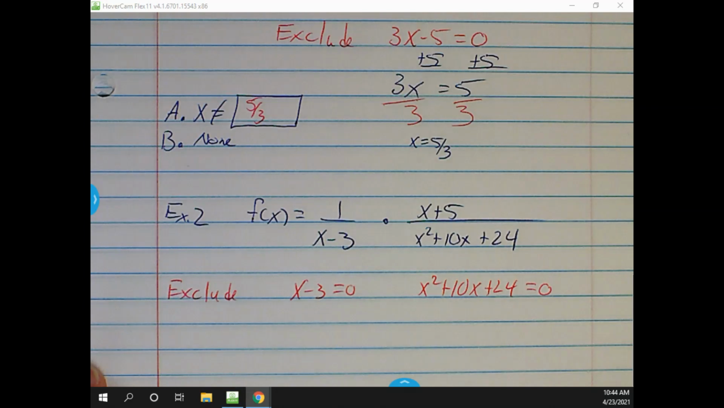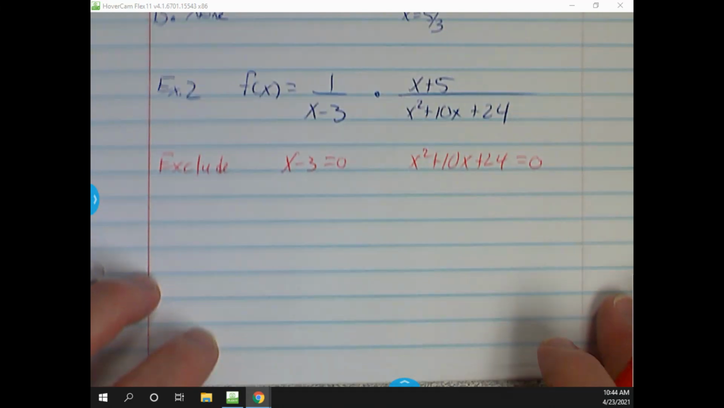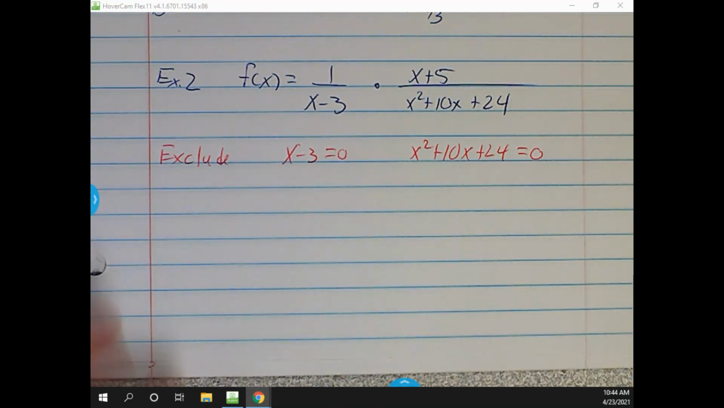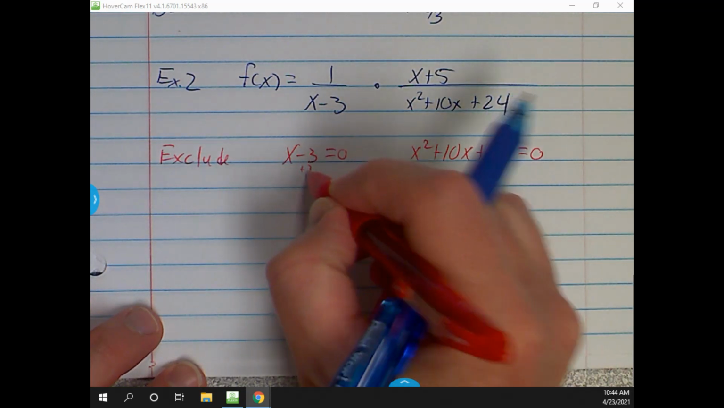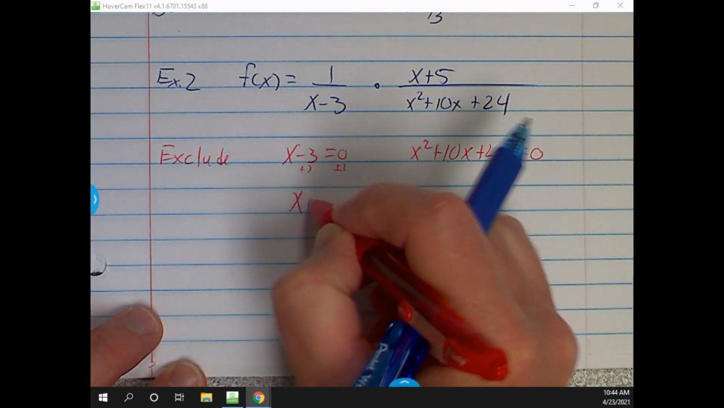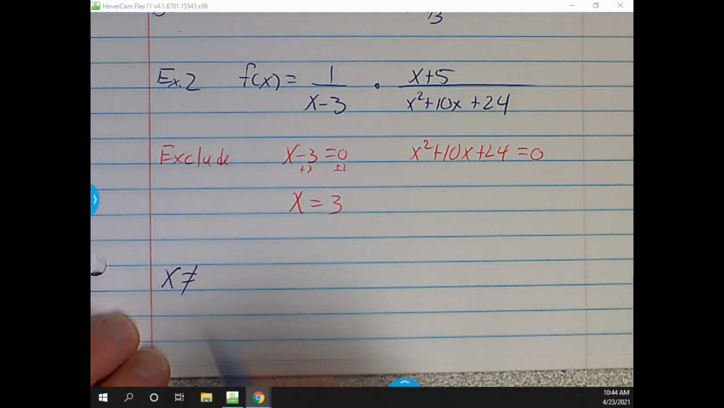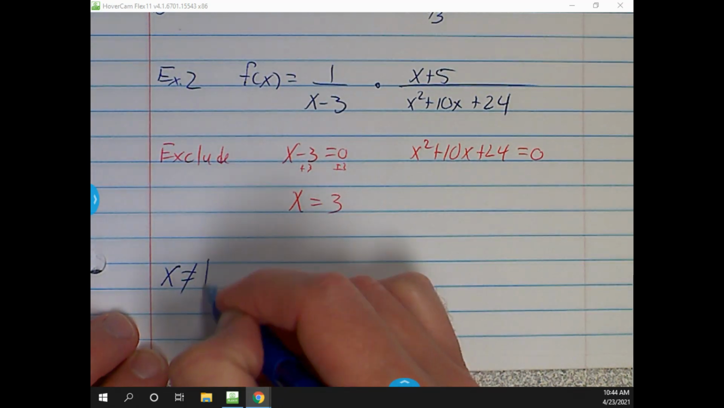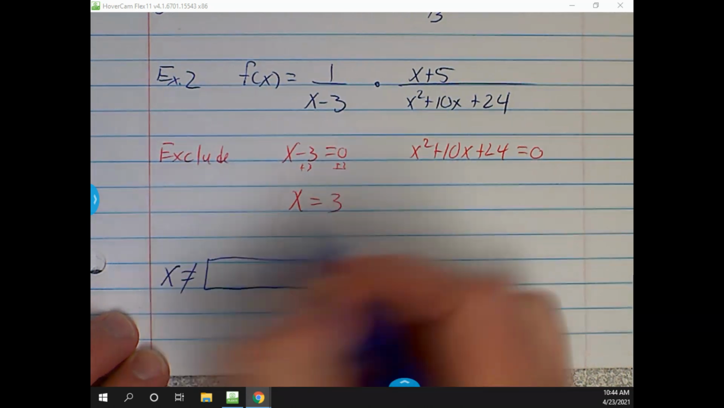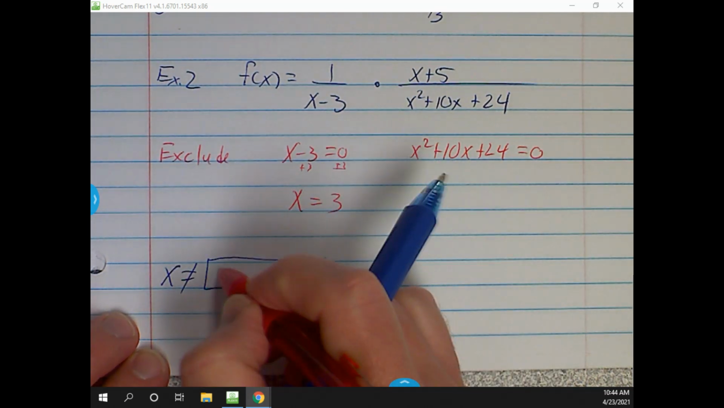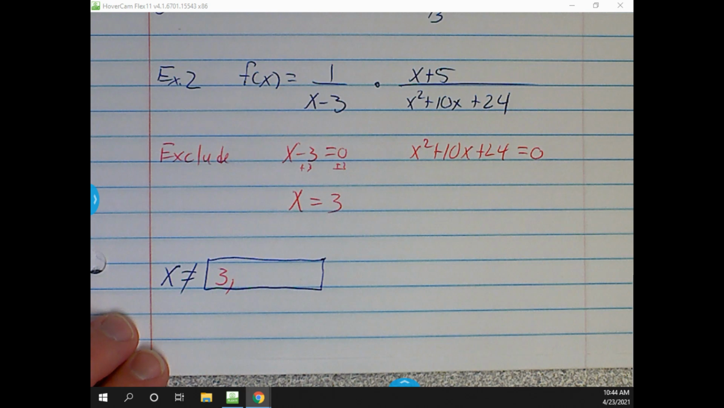Okay, so the more denominators you have, the more things you're going to have to exclude. Okay, first one, really easy, because this one's just x minus 3, so we'll just add 3 to both sides. So for that one, it's x equal to 3. And again, if we do it like the homework, we'll have it online. You'll have an x not equal to, and those have a big box there, so we'll put that 3 there to start us off with.